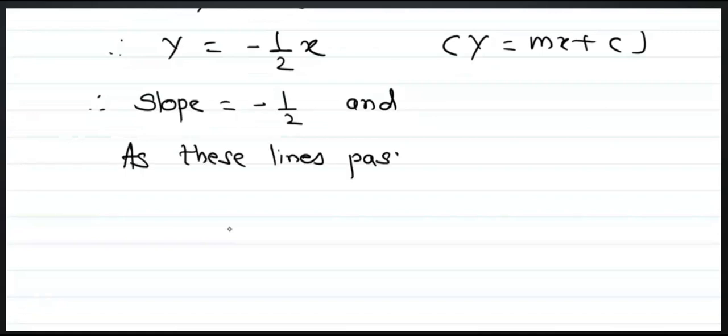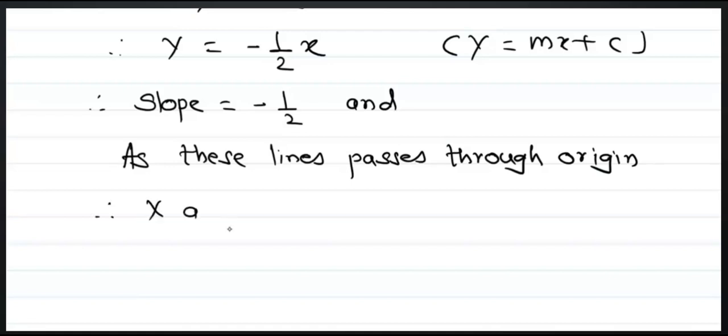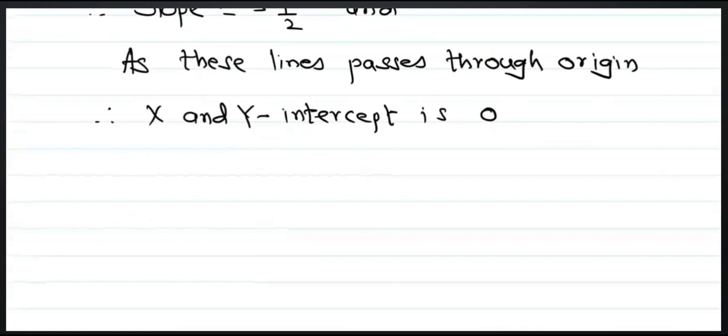As the line passes through the origin, the intercept on both axes is 0. The x and y intercepts are 0.